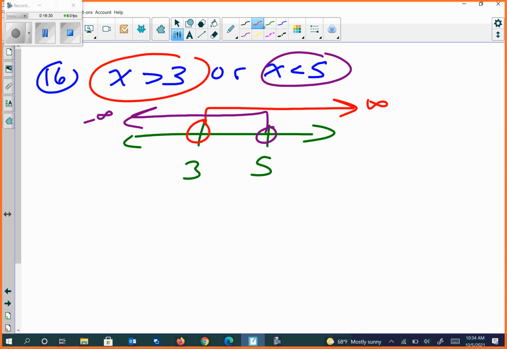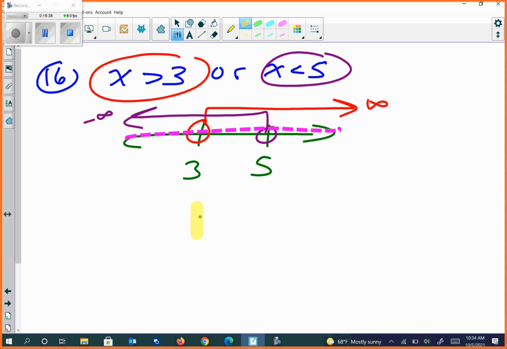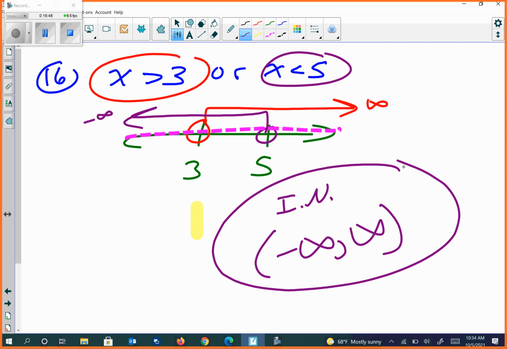So no matter where I go along this number line, something will work on one or the other. So my interval notation will be negative infinity to positive infinity because every number in the world will work. It'll satisfy one or the other. Sometimes it might satisfy both, and that's okay.